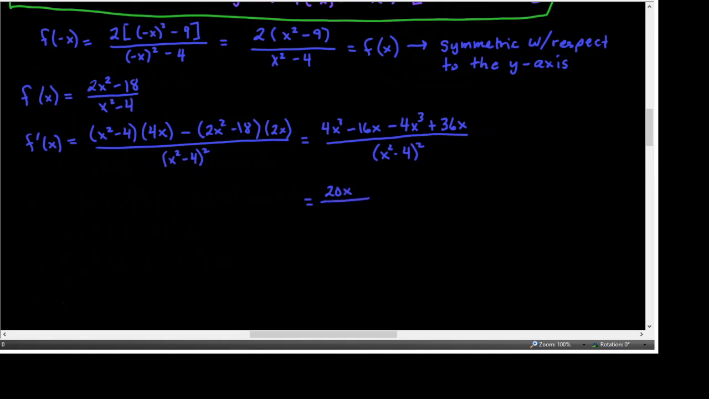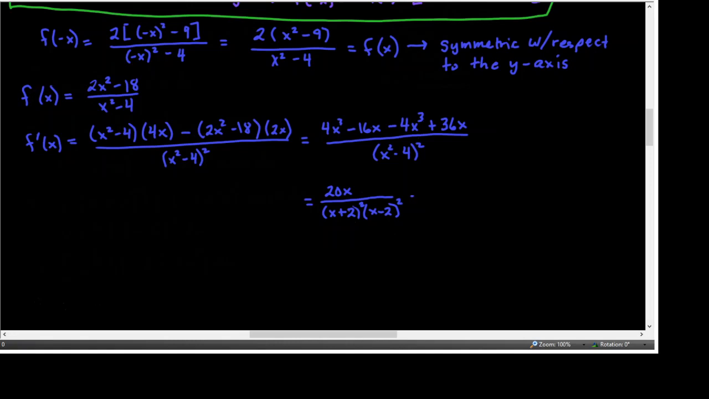divided by, and I'm going to write this in factored form. X squared minus 4 is x plus 2 times x minus 2. And if I square that, I can distribute that squaring over both factors. And so they'll each be individually squared. And the reason I'm writing it in that form, the factored form, is this final version of the first derivative I want in factored form.